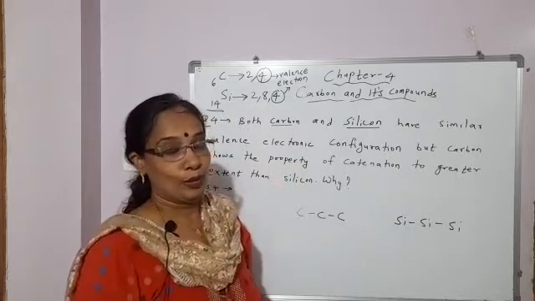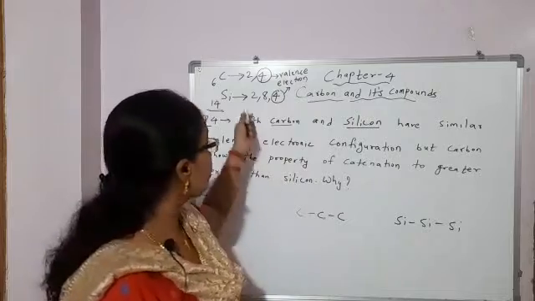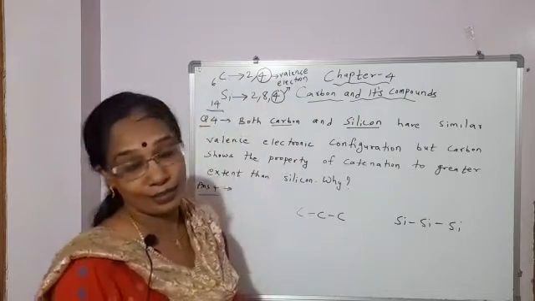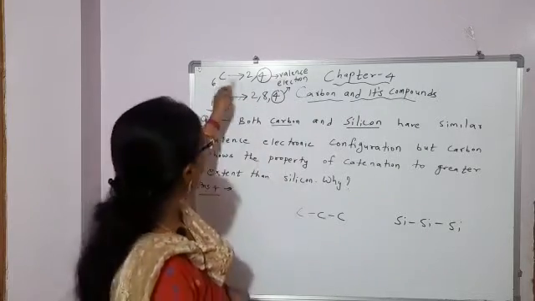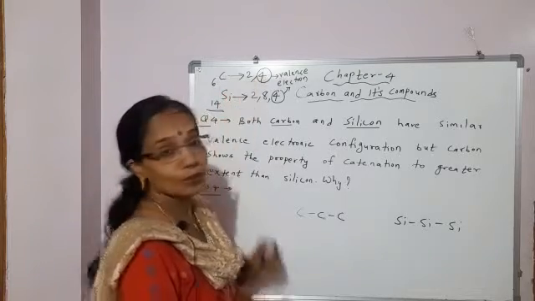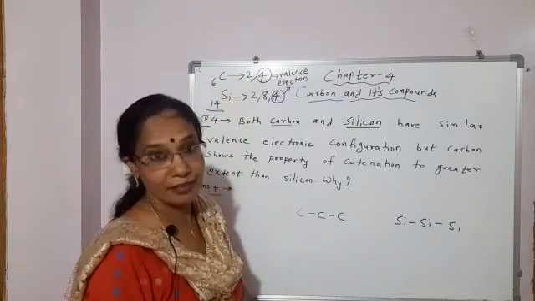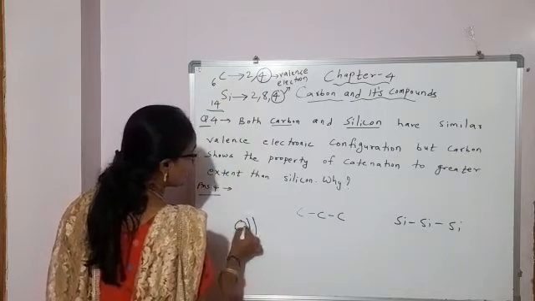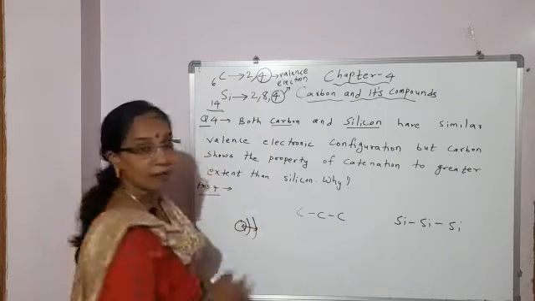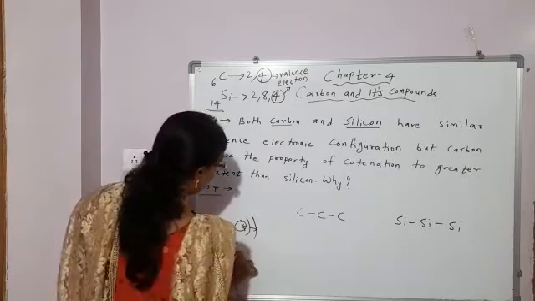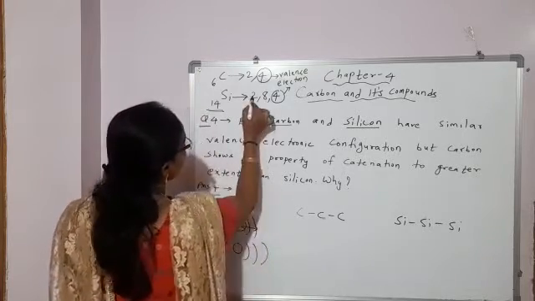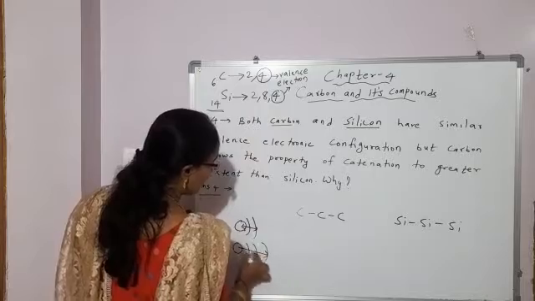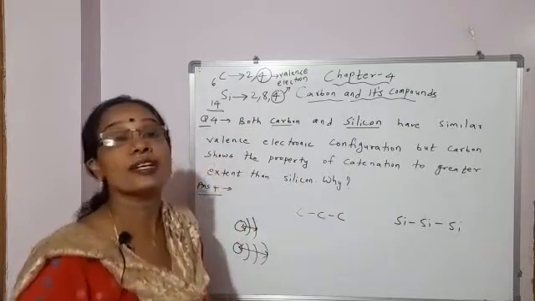Why? Look at the size of carbon and silicon. Carbon, how many shells? 1, 2. Electrons are filled in 2 shells around the center nucleus. So the size of carbon is small. And silicon, how many shells? 3. In 3 shells electrons are filled. So the size of silicon is larger.